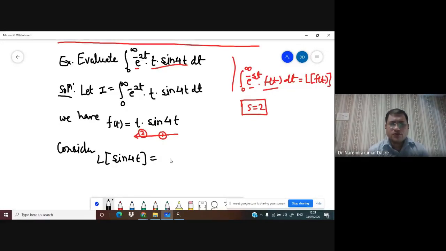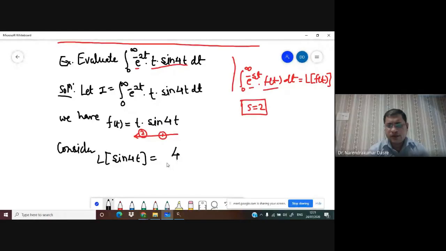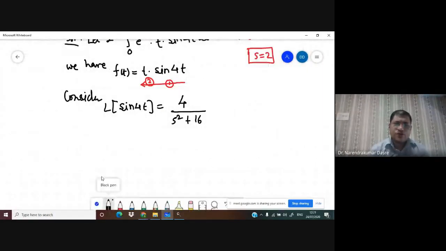Can any one of you tell me what is the Laplace transform of sine of 4t? 4 upon s square plus 16. Yes, it will be 4 upon s square plus 16. So this is the first step that we have completed. Now we have to use the property multiplication by t.